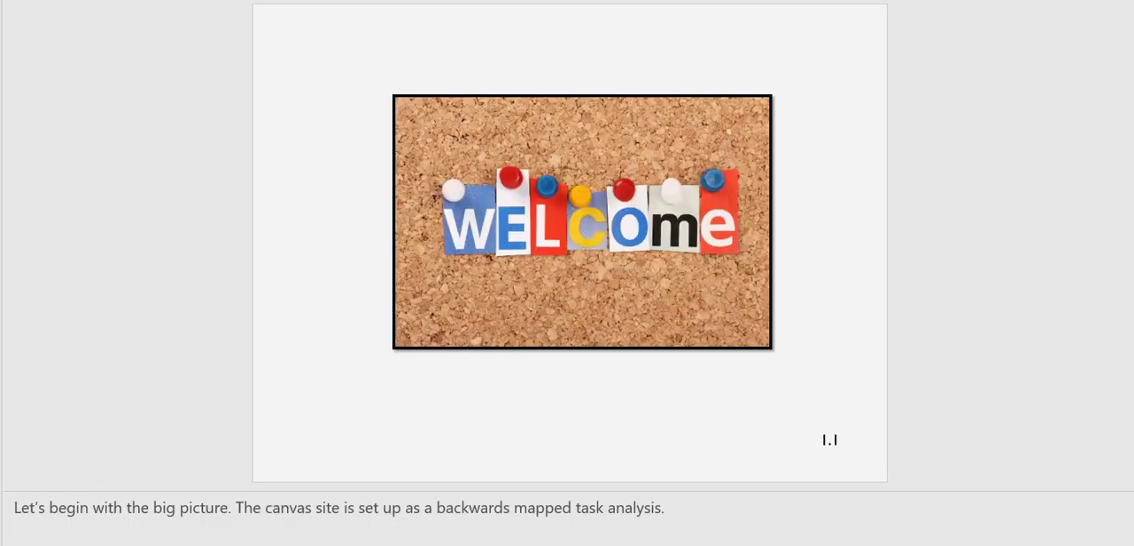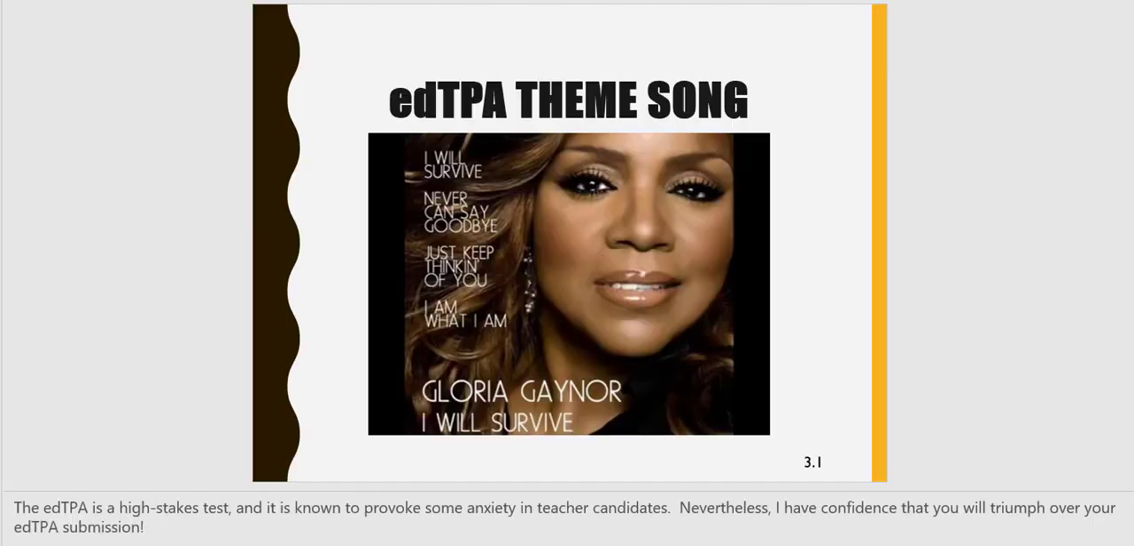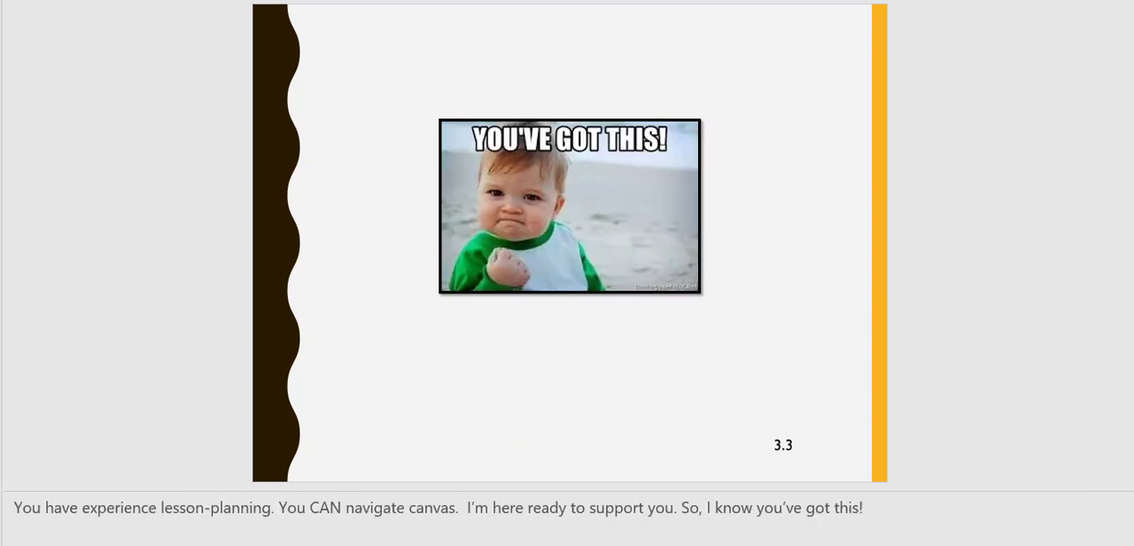Let's begin with the big picture. The Canvas site is set up as a backwards mapped task analysis. The edTPA is a high-stakes test, and it is known to provoke some anxiety in teacher candidates. Nevertheless, I have confidence that you will triumph over the edTPA submission. You have experienced lesson planning, and you can navigate Canvas. I'm ready to support you, so I know that you've got this.